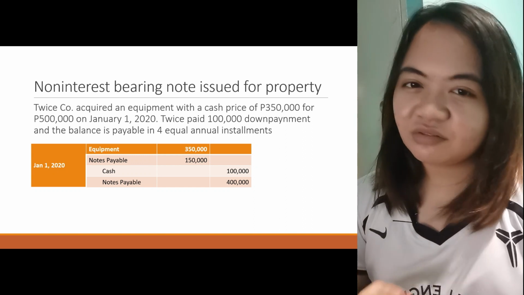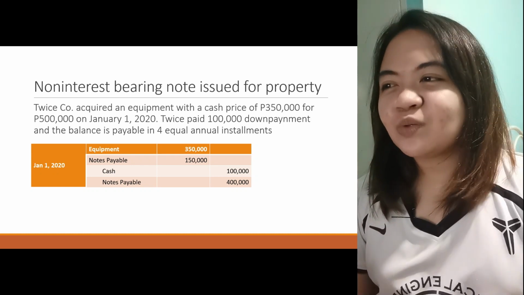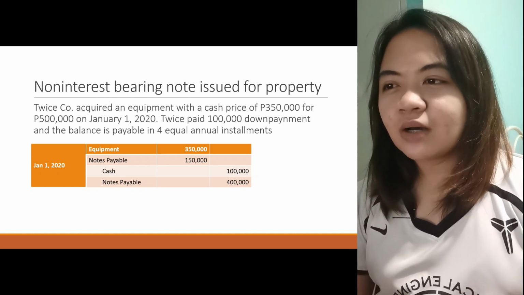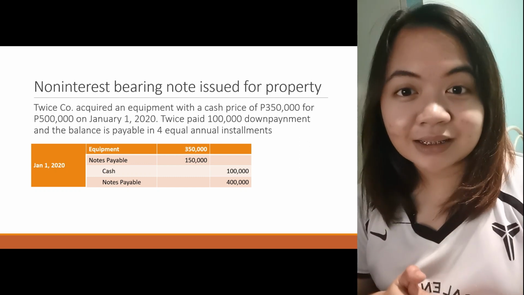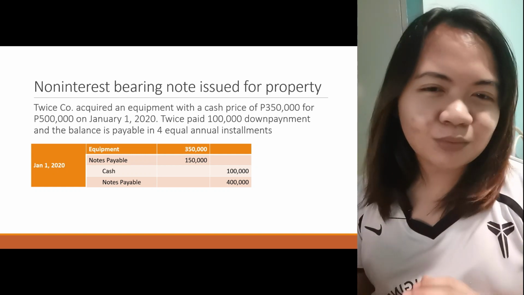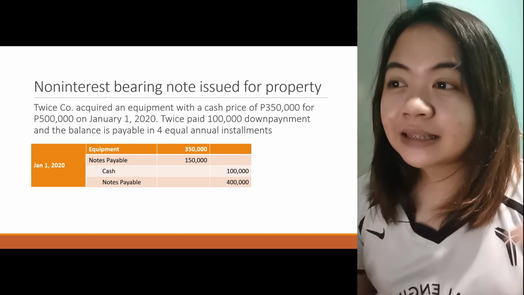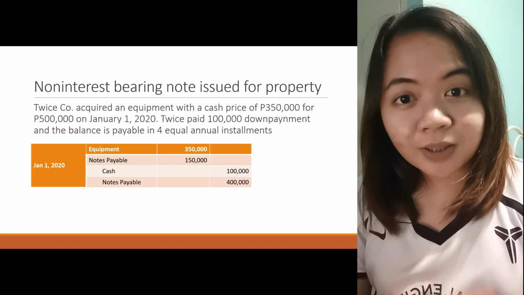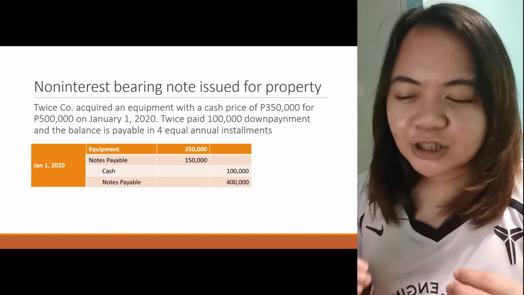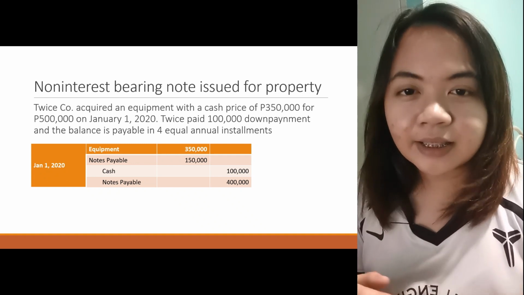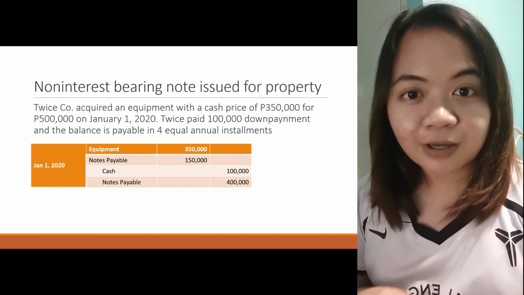Okay, so we have cash price of 350,000 for 500,000 January 1, 2020. Twice paid 100,000 down payment on the balance, and the balance is payable in 4 equal annual installments. So, nag-down payment. Okay, so parang itong usual scenario mo pag bumibili ka ng cellphone, gadgets, or whatever it is that you want to buy, okay, appliances, na nagda-down payment ka, then the rest is ginagawang installment. Okay? So, how do you do that? Sabi nga ng standard, the non-cash asset, or the property is recorded at its cash price if available.